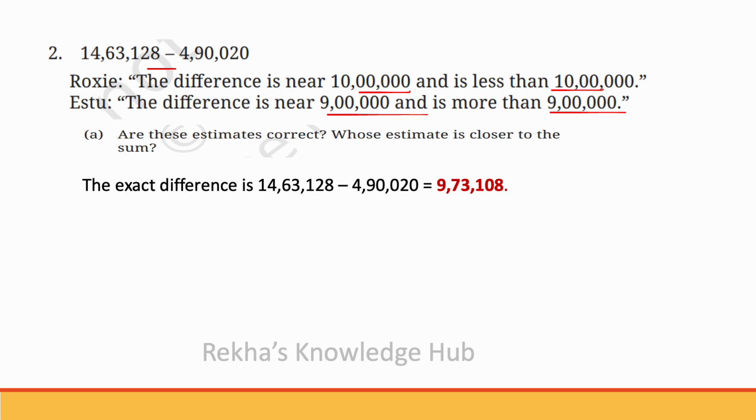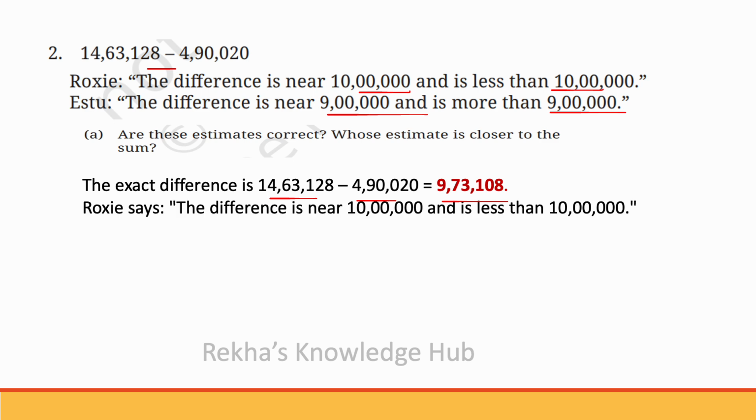Here the exact difference is 14,63,128 minus 4,90,020. The exact difference is 9,73,108. What does Roxy say? The difference is near 10 lakh and is less than 10 lakh. Is it correct? Roxy's estimate is correct. This 9,73,108 is less than 10 lakh and is near.